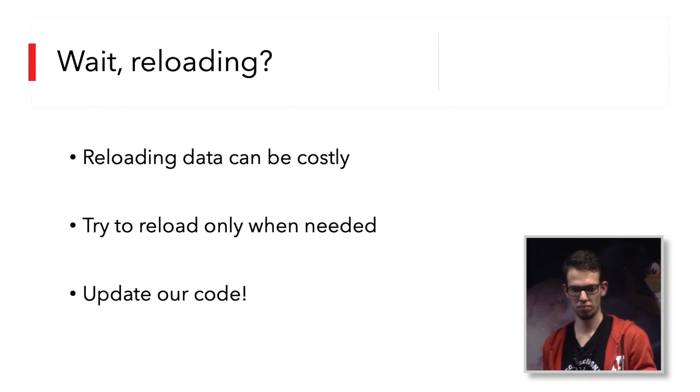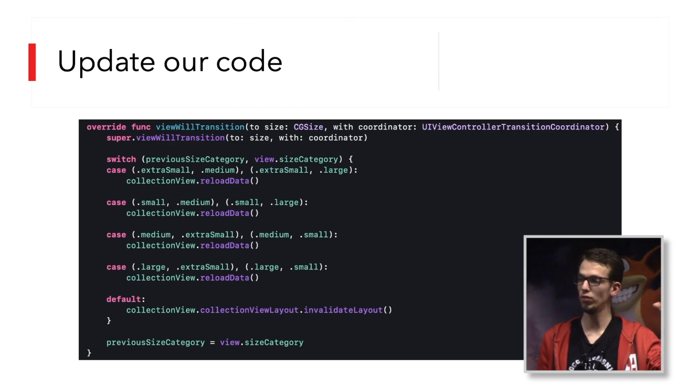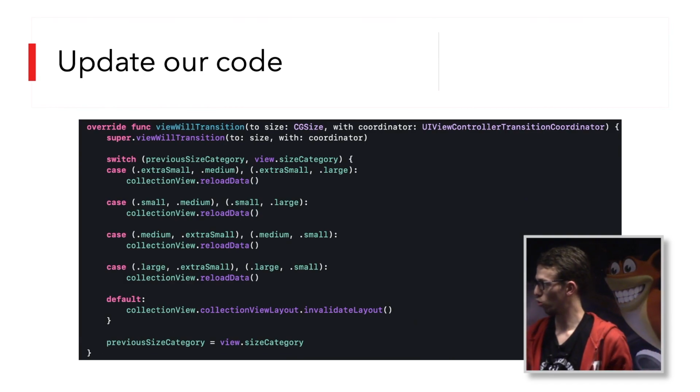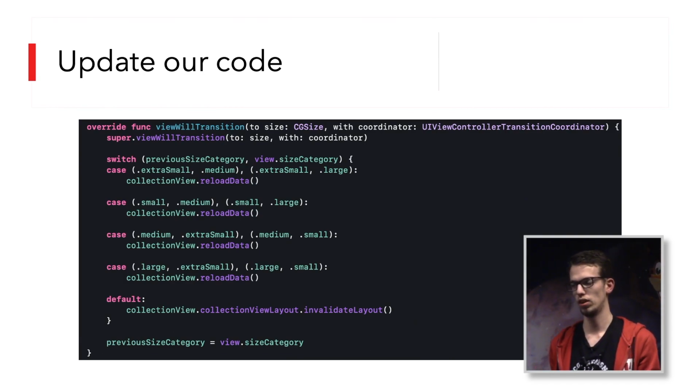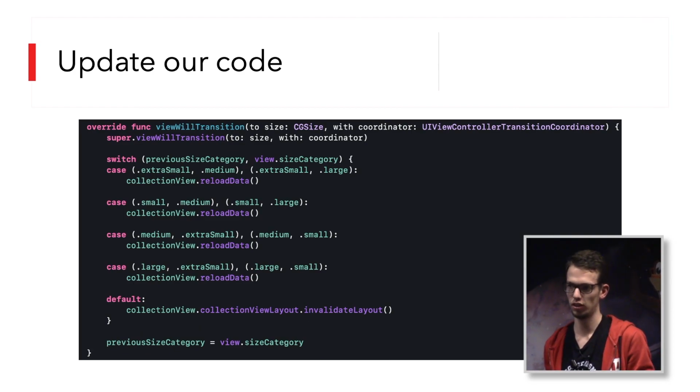But let's update our code. So in our view will transition, we're going to specify our previous size category and our current one. And we're going to compare them. And whenever we're going from extra small or small to medium or large, so from small to large, we want to reload our data. Or if we're going from medium back to small, or from medium to extra small. There are 4 combinations. And for everything else, we only want to invalidate our layout. So we don't necessarily use a lot of memory in our code. It's a lot more code, but it's much more efficient so you don't costly reload your data for the users.